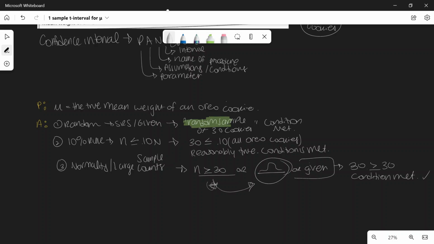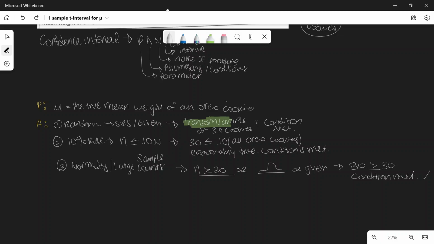Obviously, the random condition is usually given. But yeah, this is sometimes not met, but then if they give you the data and you graph it and you look at the chart, you can see that it's normal, and therefore this condition is met even if n is not greater than or equal to 30. And the way you do this is by using your calculator.